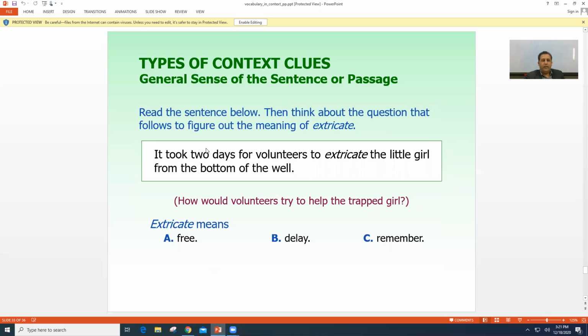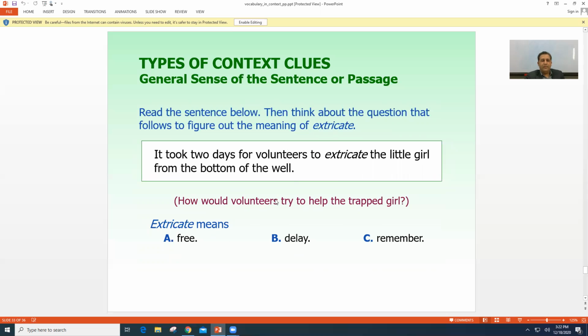That's one more example. Read the sentence below, then think about the question that follows to figure out the meaning of extricate. It took 2 days for volunteers to extricate the little girl from the bottom of the well. Okay, if you don't know the meaning of extricate, you've got these three choices: free, delay, remember. So it took 2 days for volunteers to extricate the little girl who was already trapped in the bottom of the well. So it took 2 days for volunteers to do what? To free that little girl, or to delay that little girl, or to remember that little girl.